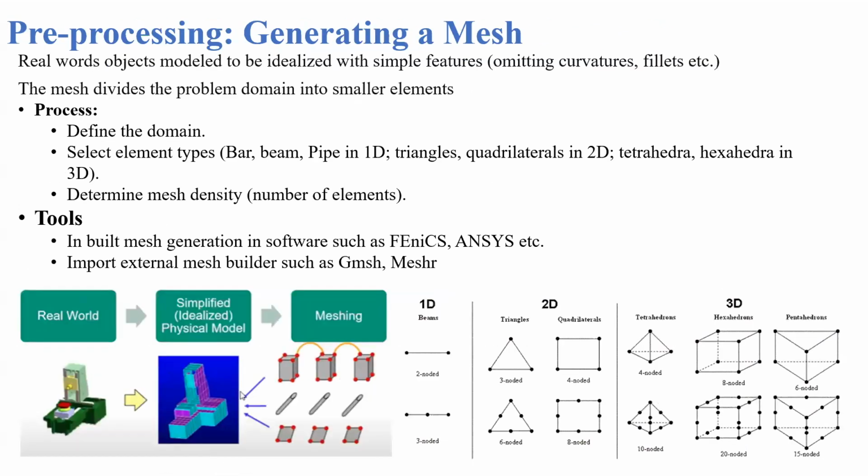So with that mathematical foundation, let's discuss more practical things such as pre-processing and generating a mesh. Real world objects are modeled to be idealized with simpler forms to omit curvatures and fillets with a mesh. The mesh divides the problem domain into smaller elements. On the left hand side you can see the real world device, and you can have an idealized physical model with a different mesh, and you can have different types of mesh elements.